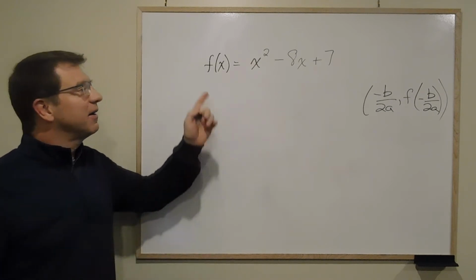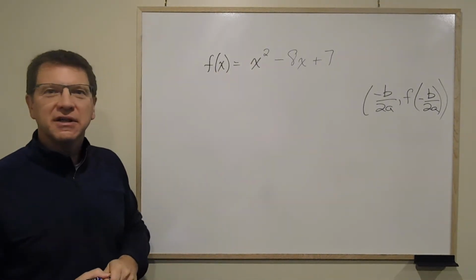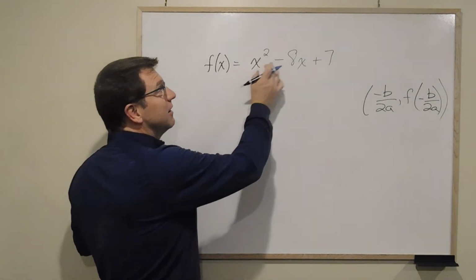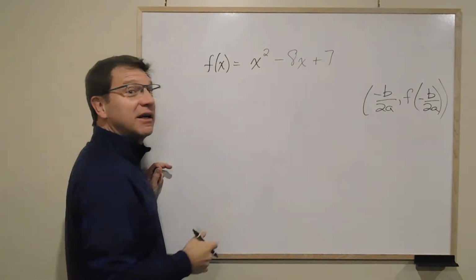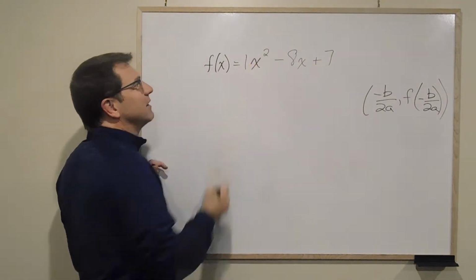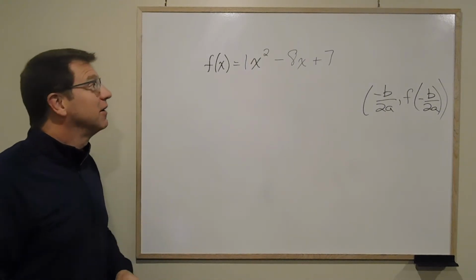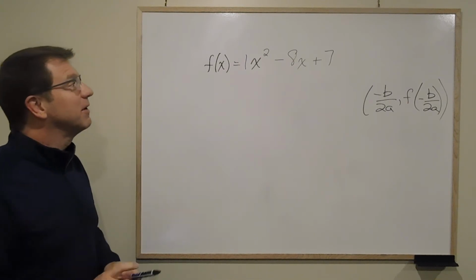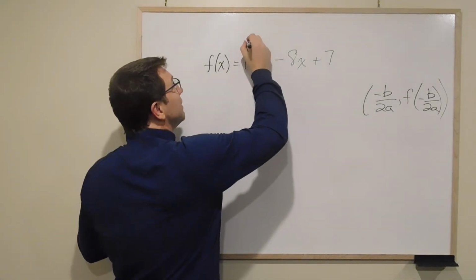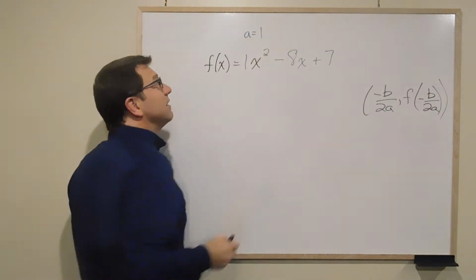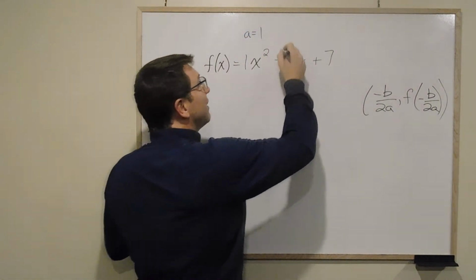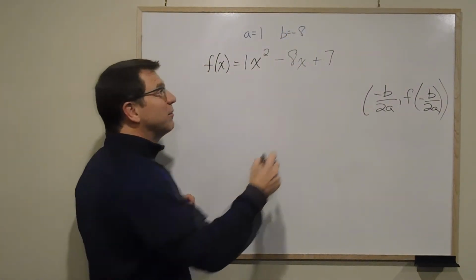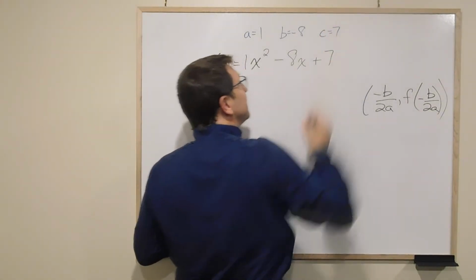When you have a quadratic equation in standard form, which means it has to be something x squared plus something x plus something, in this case it would be 1x squared, but in math we don't show the 1. 1x squared minus 8x plus 7. When it's in standard form, the number in front of the x squared is a, the number in front of the x is designated as b, and the number by itself is c.